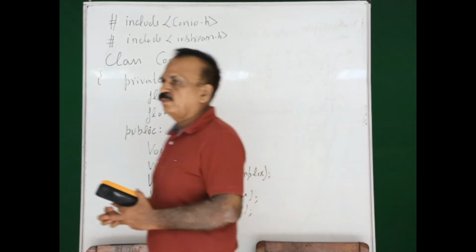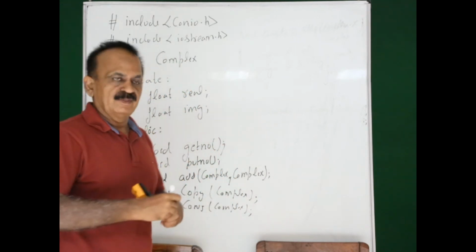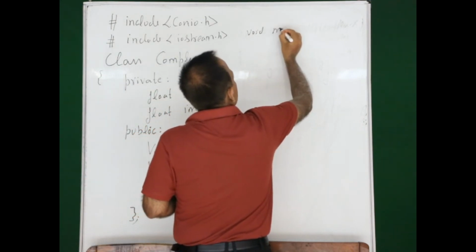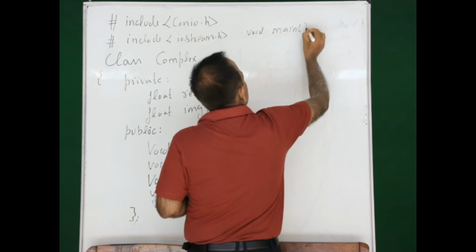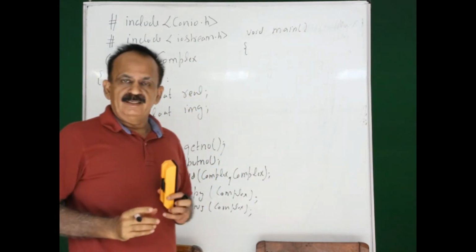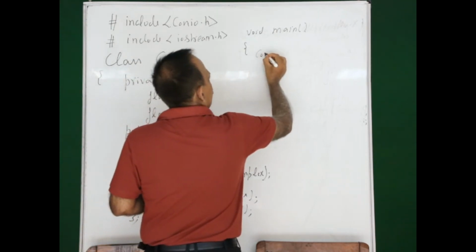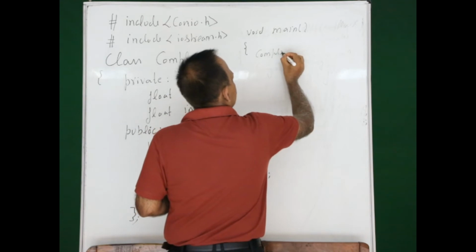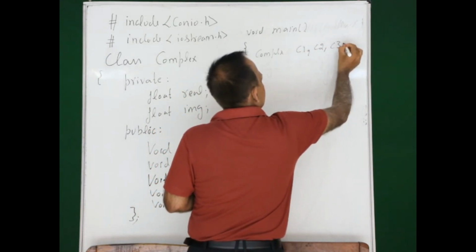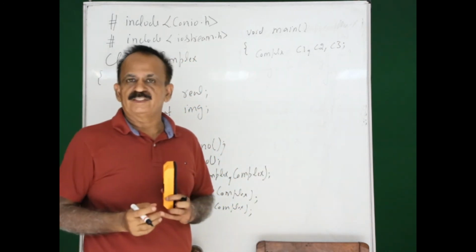Say, I want to make a menu driven program in which all these options will be given. Void main. This is the main function. The execution of the program will start from this only. I will be declaring three objects, and objects are declared by giving the class name. This is Complex. The object names, say C1, C2 and C3. These are the three objects which are there.